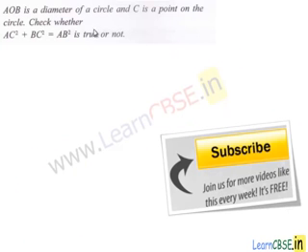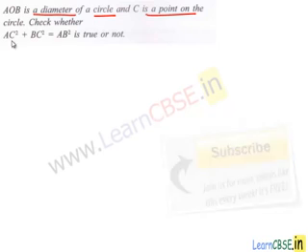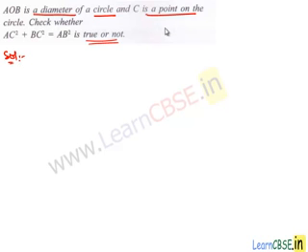Let's move to the next question. Here we have AOB is a diameter of a circle and C is any point on the circle. We have to say whether square of AC plus square of BC is equal to AB square, whether it is true or not. So let's work out the problem. If AOB is a diameter of a circle, then O is the center, and if we take C as any point on the circle, we will get a triangle ABC.